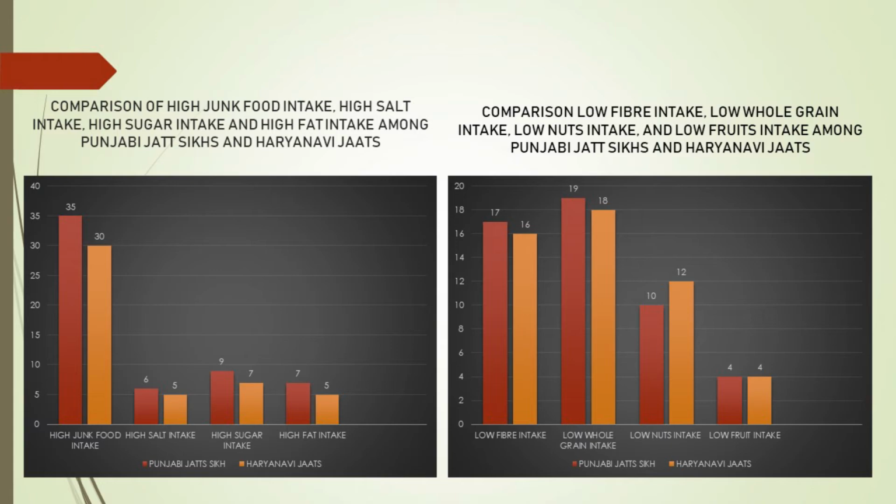So now if we just compare the intake of junk food, the high salt intake, the high sugar intake, and the high fat intake, we can clearly see that the Punjabi Jatt Sikhs do have a higher propensity across the board. And similarly, if we compare the low fiber intake, the low whole grain intake, low nuts intake, and the low fruit intake, that is also higher in the Punjabi Jatt Sikhs as compared to the Haryanvi Jats, except for the low nut intake and the low fruit intake, where they're kind of comparable.